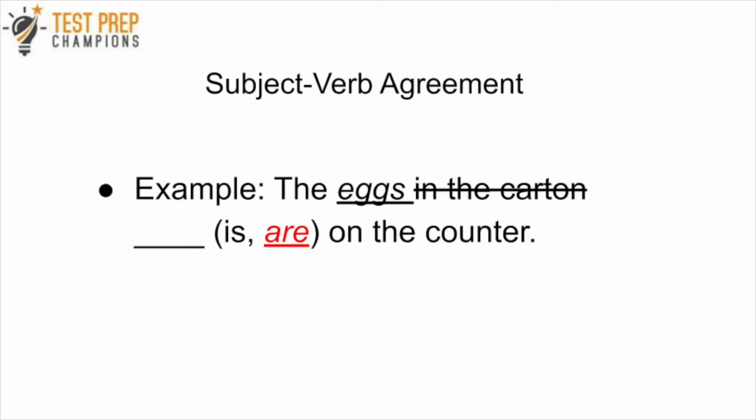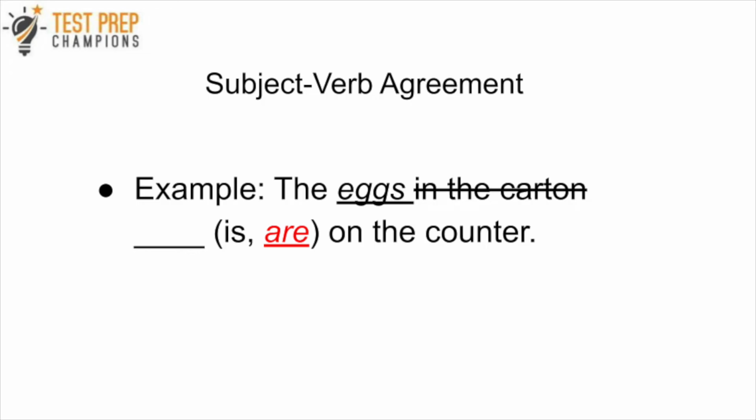Let's take another example here. The eggs in the carton blank, is or are, on the counter. So here we want to use the cross out method again. We can cross out everything between the subject and the verb, where the blank is where the verb's going to go. If we do that, we would get this: the eggs blank on the counter.